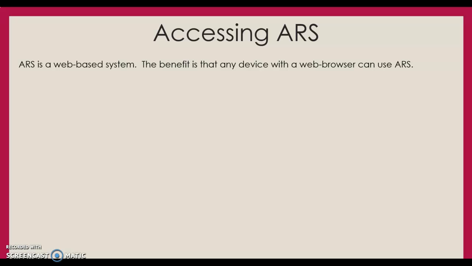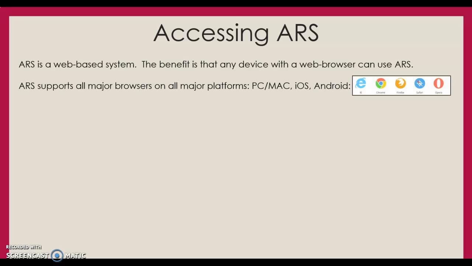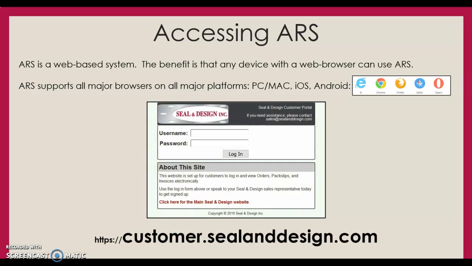So accessing ARS. ARS is a web-based system. The benefit of that is that any device with a web browser can access it. That means cell phones, computers, tablets, anything that can access the internet can access your ARS. ARS supports all major browsers on all major platforms: PC, Mac, iOS, Android, and Internet Explorer, Chrome, Firefox, Safari, and Opera. All of it can be accessed on any of these platforms.